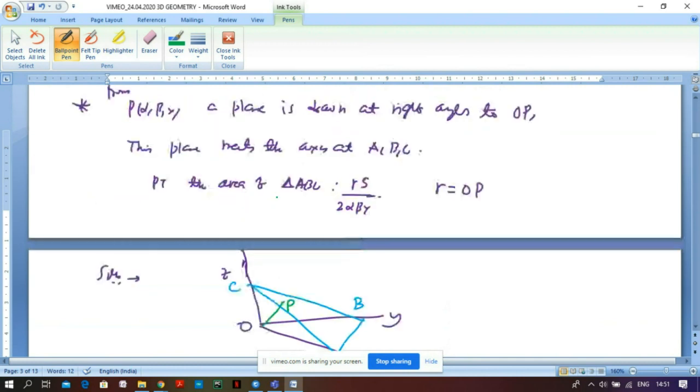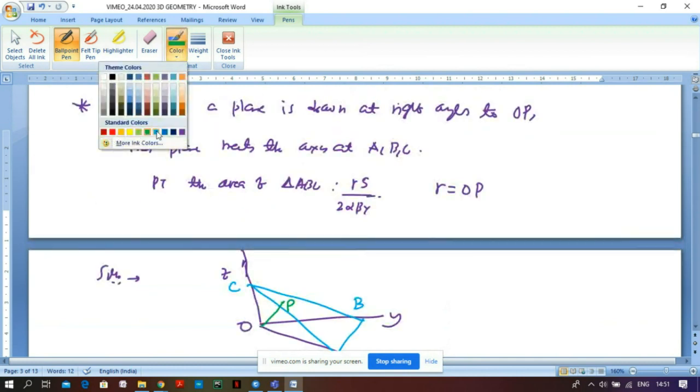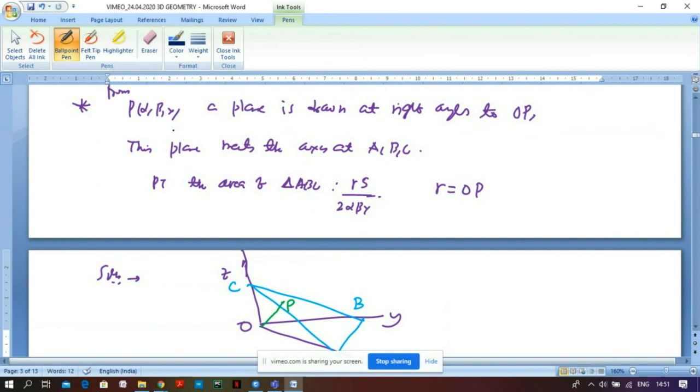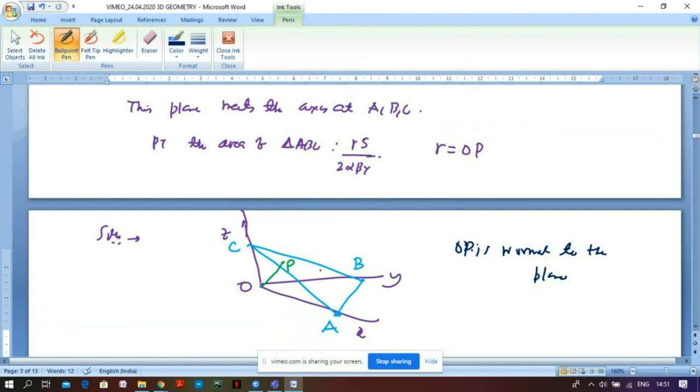So it is saying that you have got the point P alpha beta gamma, and a plane is drawn at right angles to OP, meaning OP is normal to the plane. That's fine. And this plane meets the axes at A, B, and C. You want to find the area of ABC in terms of alpha, beta, gamma, and r, where r is the distance of P from the origin.